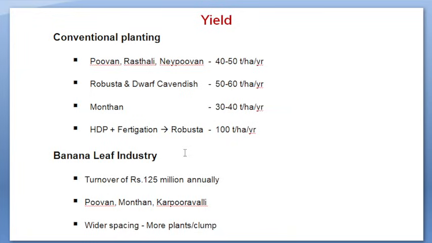Like Puvan is the one best suitable variety, along with Karpuravalli and Monthan. What is the main reason? These varieties do not have tearing or breakage, so it will not be there in this kind of varieties.